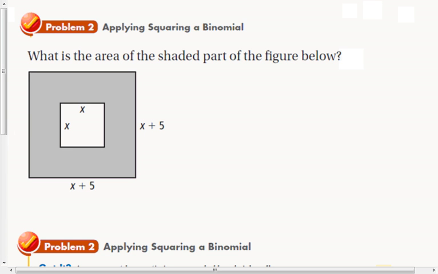All right, let's use that idea to help us with this area problem here. To find the shaded area, what we're going to do is find the area of the big square, which is, I'll just write that out, x plus 5 squared. And we're just going to subtract the area of the inside square, which is x squared.